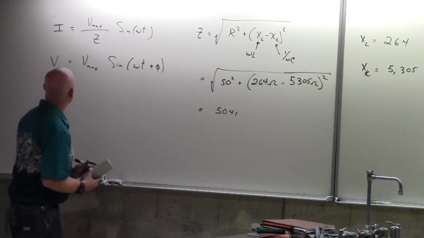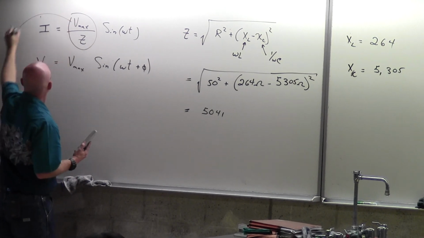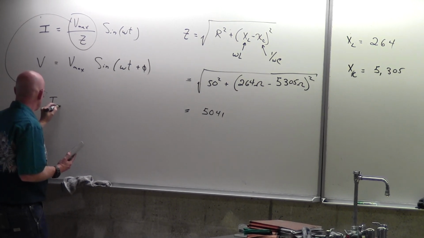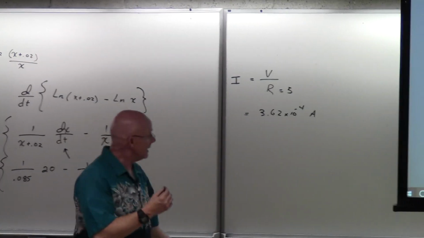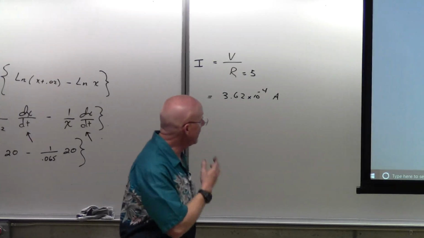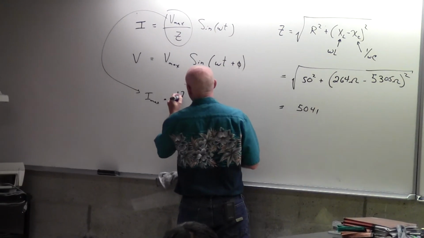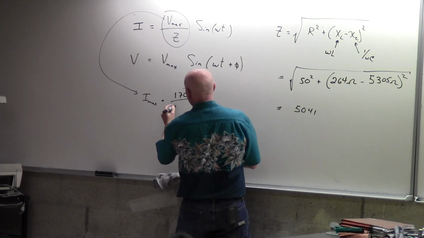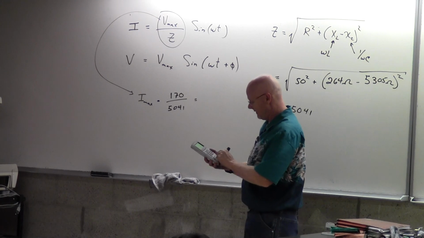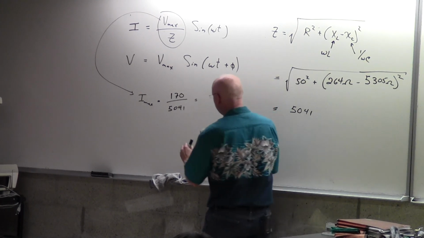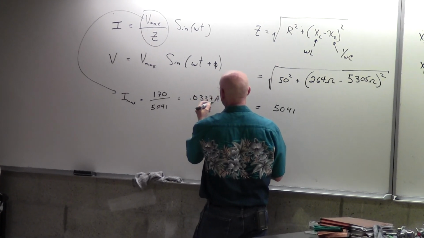And so I can answer this part by asking what this maximum current is, by taking the voltage and dividing it by that impedance. And the voltage was what? 170. So this is a wall plug, and I've plugged it into the wall, 170, and divided it by 5,041. So 170 divided by my last answer comes out to be 0.0337 amps.